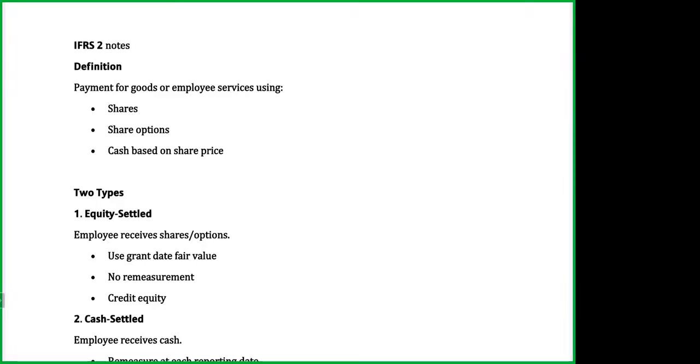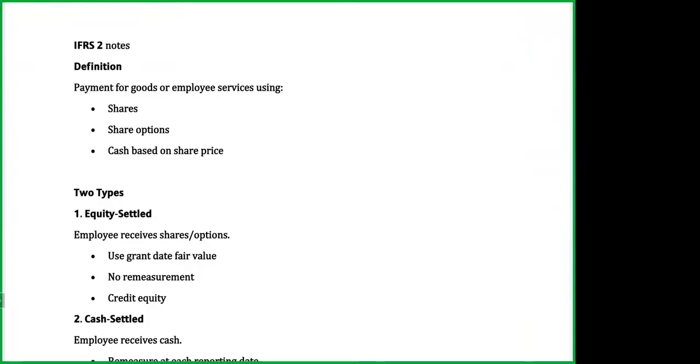Instead of us paying these teachers their salaries and wages, we ended up giving them shares. So that becomes a share-based or equity-settled share-based payment, equity-settled. And then we have also another share-based payment, what we call cash-settled. So how does this cash-settled payment work?